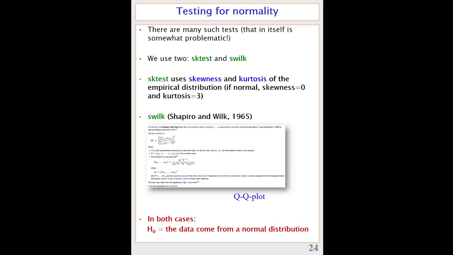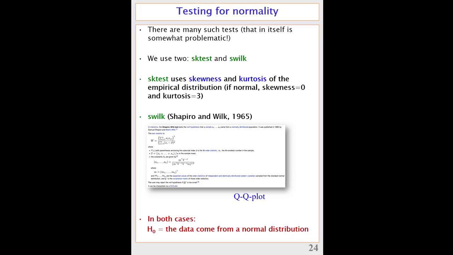sktest and swilk, both will test for normality. The first one is relatively easy to understand. We know that a normal distribution has a skewness of 0 and a kurtosis of 3. So, if we look at an empirical distribution, one thing we could simply calculate is, well, what is the skewness of this distribution? Is it 0? And what is the kurtosis of this distribution? Is it 3? And if it's far away from these numbers, it's not likely to be normal. The intuition behind that is relatively clear, although it's not clear just yet how far away really is too far away from normal. That is where we need the statisticians for.